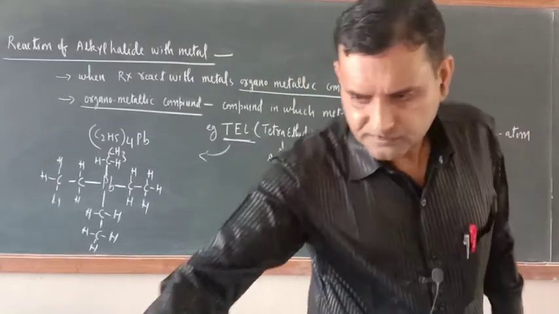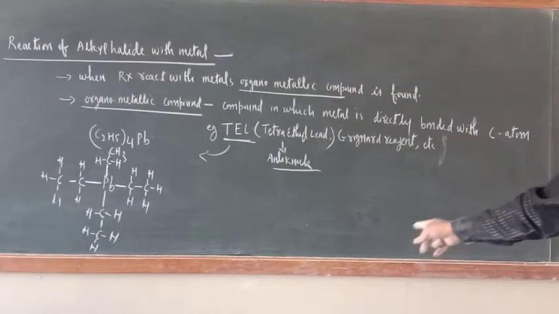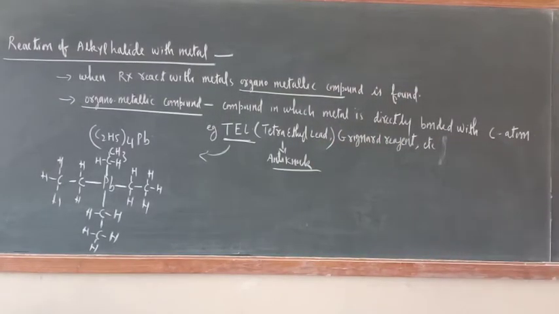Now I will tell you the reaction of alkyl halide with magnesium. Automatically you will understand what the Grignard reagent is. Grignard reagent is a synthetic reagent and it has great importance in organic chemistry, because with the help of this one, alkane, carboxylic acid, aldehydes, ketones, so many compounds can be prepared, and it is a very, very important reagent.